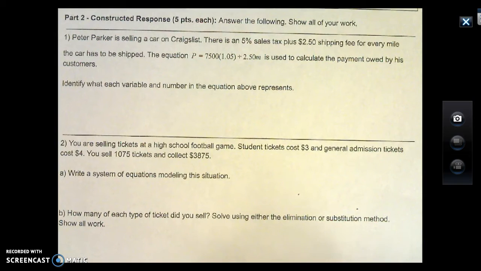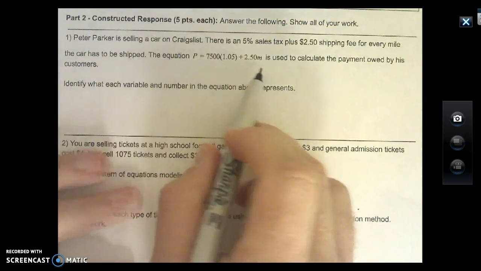Peter Parker is selling a car on Craigslist. There is a 5% sales tax plus $2.50 shipping fee for every mile the car is to be shipped. The equation P equals 7,500(1.05) plus 2.5m is used to calculate the payment owed by his customers. Identify what each variable and number in each equation represents. Well, here, everything represents something.